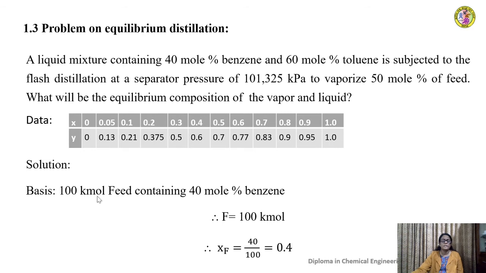So imagine that 100 kilomoles of feed is entering the flash distillation apparatus containing 40 mole percent benzene. Okay, so benzene quantity is 40 mole percent in the given solution. So F will be equal to 100 kilomoles. Then XF will be equal to 40 divided by 100 equals 0.4. So this is now the mole fraction of benzene in the feed.